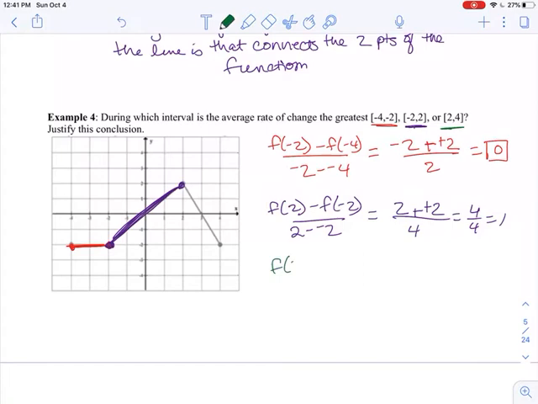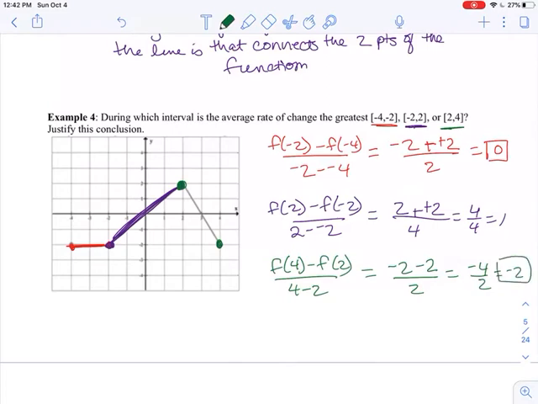And then my last one, we're doing from 2 to 4. So I would do f of 4 minus f of 2 over 4 minus 2. F of 4 is down here at -2. F of 2 is up here at +2. Again, I'm subtracting them. And 4 minus 2 is 2. So this is -4 over 2, which is -2. So those are my average rate of change over each of those 3 intervals.